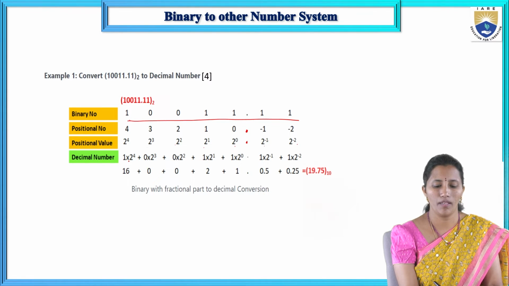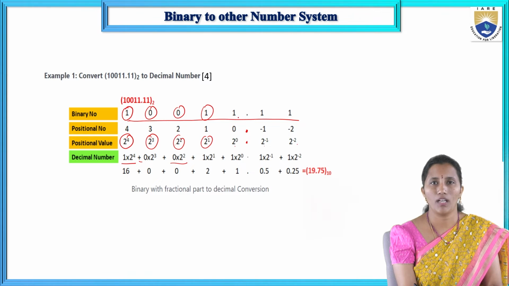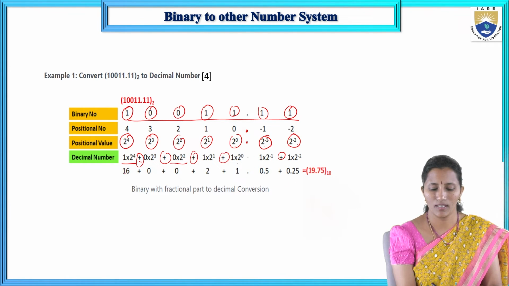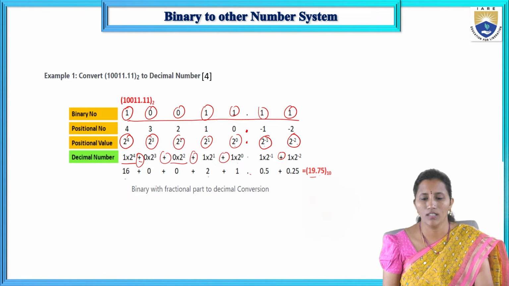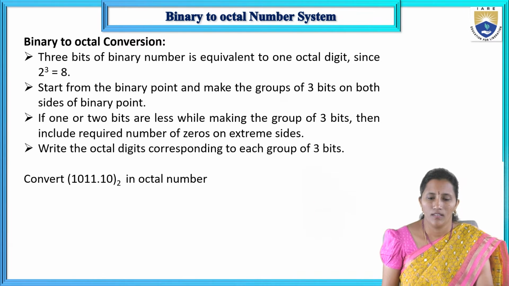So the decimal value is 1 into 2 power 4, plus 0 into 2 power 3, plus 0 into 2 power 2, plus 1 into 2 power 1, 1 into 2 power 0, 1 into 2 power minus 1, 1 into 2 power minus 2. We have to add all those weighted values, so that is 16 plus 2 plus 1, which is 19, and the fractional part is 0.75. So this is the procedure to convert binary to decimal number system.